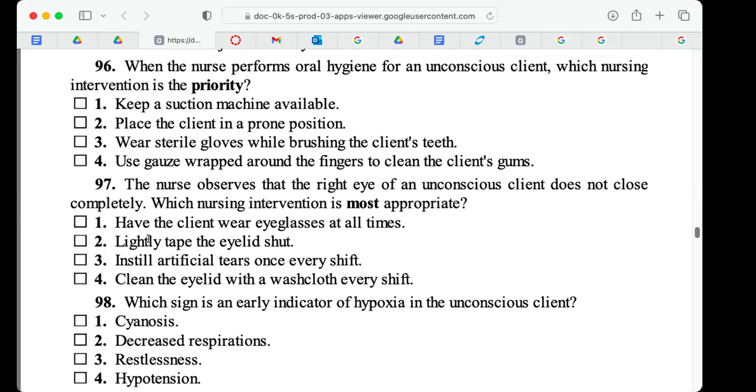It'll probably need to be every 4 or 6 hours or something, but still, if the eyes cannot shut on their own, we have to lightly tape them to prevent corneal scratching and abrasion.